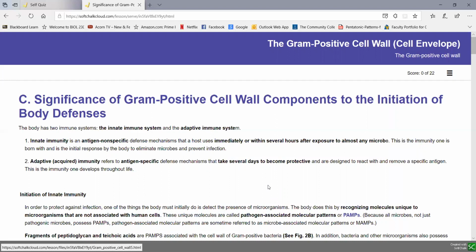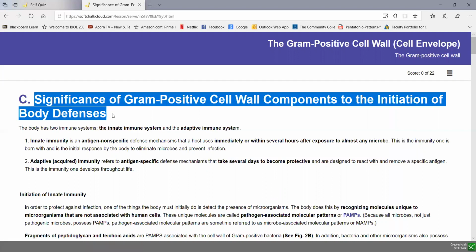Now, of course, our body is designed so we can recognize when infectious agents have invaded the body, so we can mount immune defenses to get rid of them. While we're talking about the gram-positive cell wall or cell envelope, let's take a look at the role the cell wall can play in initiating body defenses. Our body has two immune systems. We're going to have one unit on each of these later in the semester.